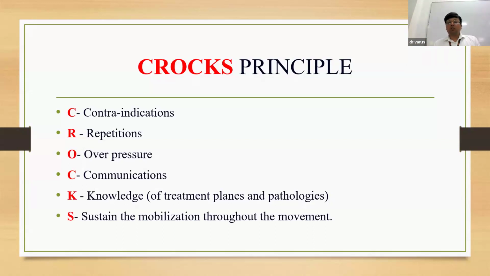Then, sustain the mobilization throughout the movement. This is also a very important principle of Mulligan when we apply any glide. After the application of the glide, we ask the person to now move the body part. When the patient starts the movement, from that point we give the glide, and when the patient completes the whole movement and comes back to the neutral or starting position, till that point we have to apply the glide. In between, we must never stop the glide. We must not reduce even the force of the glide in between.